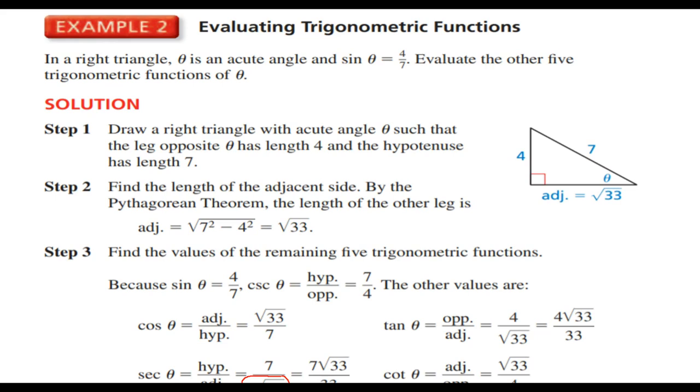Now for cotangent, the reciprocal of your tangent is adjacent over opposite. Our adjacent is square root of 33, and our opposite will be 4. So these are now the values of the remaining 5 trigonometric functions. Cosecant is 7 over 4. Cosine is square root of 33 over 7. Tangent will be 4 square root of 33 over 33. Secant will be 7 square root of 33 over 33. And your cotangent now will be square root of 33 over 4.